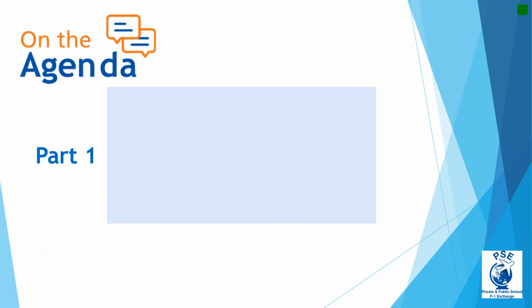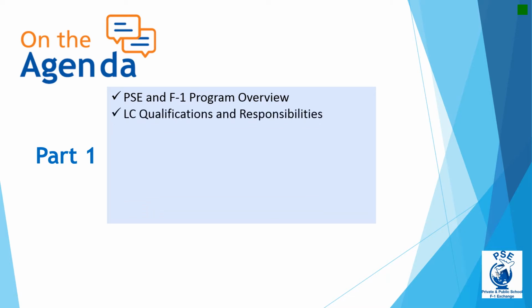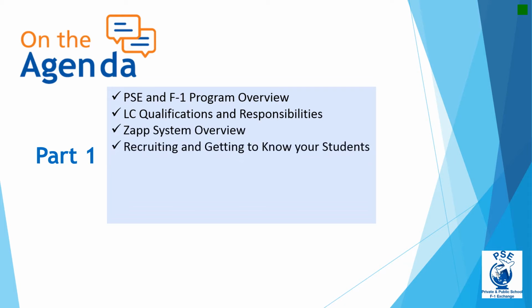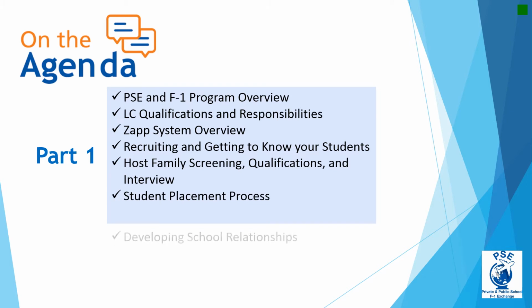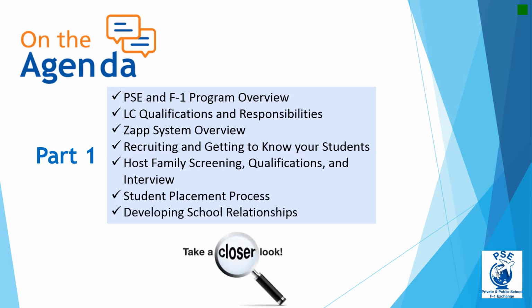In part one of the local coordinator training, we will explore the following topics: PSE and F1 program overview, local coordinator qualifications and responsibilities, a ZAP system overview, recruiting and getting to know your students, host family screening, qualifications, and interview, the student placement process, and developing school relationships. Now we'll take a closer look into each of these areas.